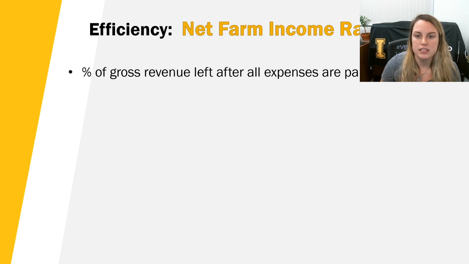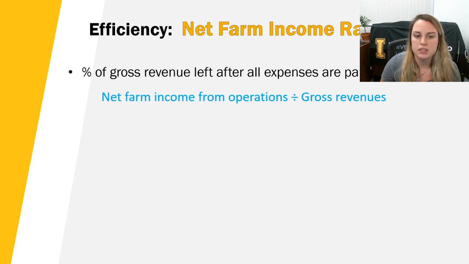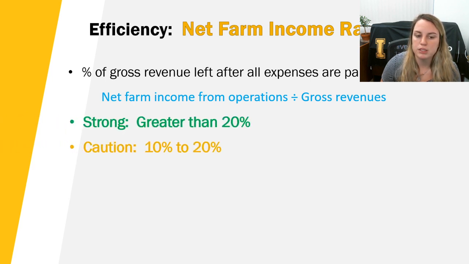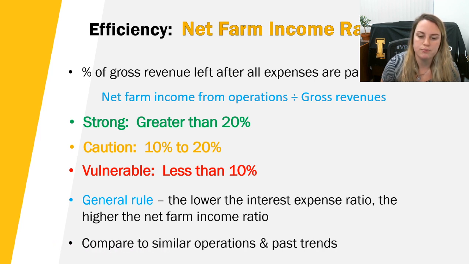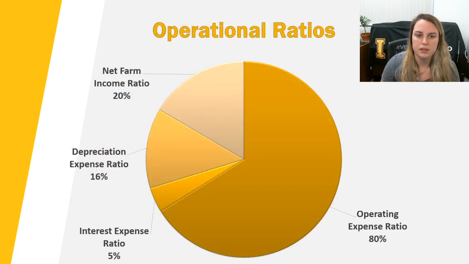Then there's the net farm income ratio, the percent of gross revenue left after all expenses are paid. It's net farm income from operations divided by gross revenues. Strong is greater than 20%, caution is 10 to 20%, vulnerable is less than 10%. The general rule is that the lower the interest expense ratio, the higher the net farm income ratio. You can compare those to similar operations and past trends as well.